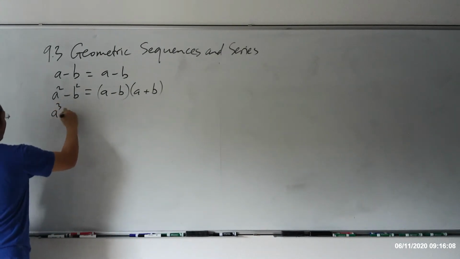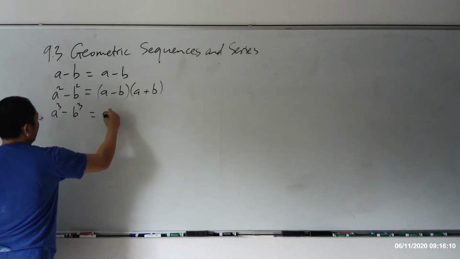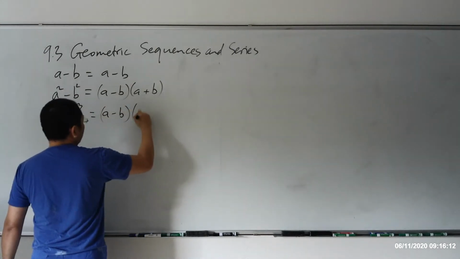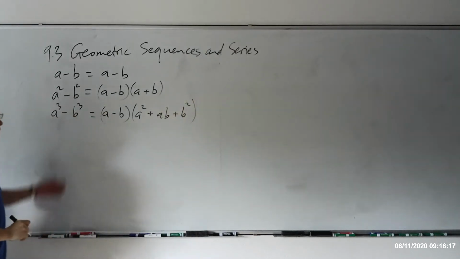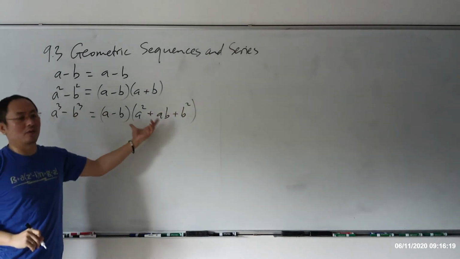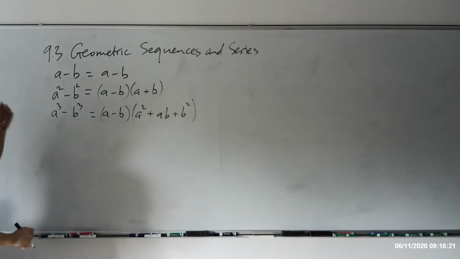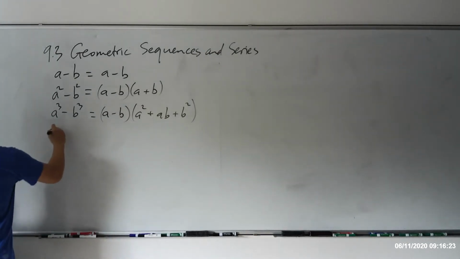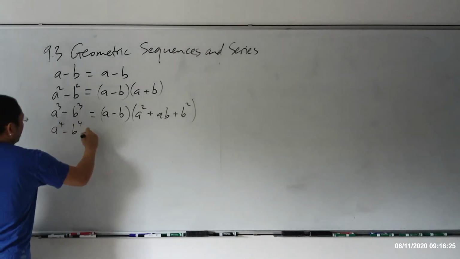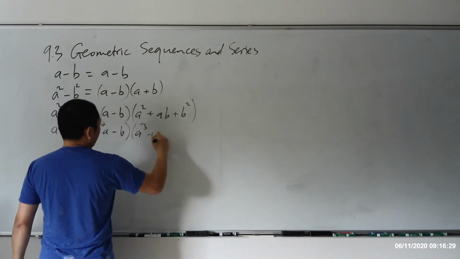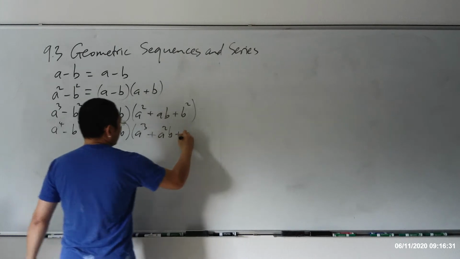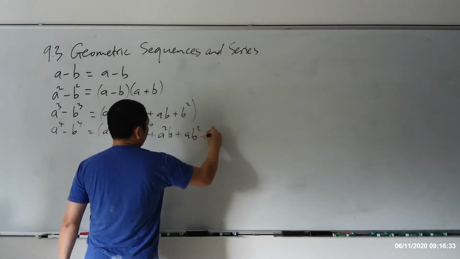Similarly, a cubed minus b cubed is going to be a minus b times a squared plus ab plus b squared. And again, how do we know this? Start from the right-hand side, multiply them all out, and then combine the like terms. All right, a to the 4 minus b to the 4 is a minus b times a cubed plus a squared b plus ab squared plus b cubed.